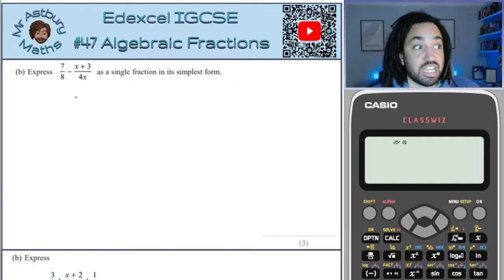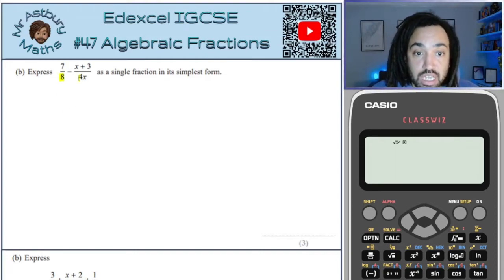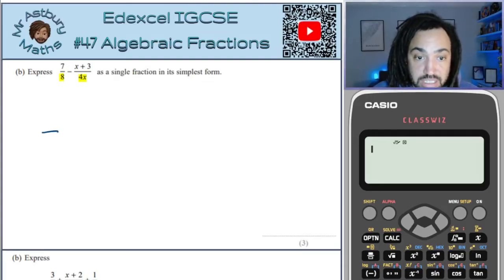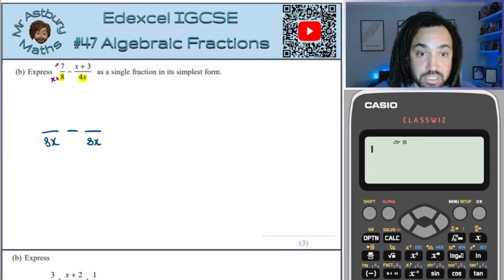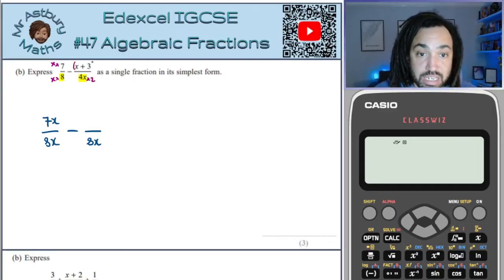Let's get into it. So this is a question where we need to subtract, or when we subtract or add, we have to find a common denominator. So we've got to think, what denominator can we make here? And the lowest common multiple between these two things is 8x. So I'm going to write 8x, and I'm going to write minus 8x. So this one here we need to times by x, so I need to do that to the top as well. So that gives me 7x. And this one here I need to times by 2. So I'll put that in brackets and I'll times it by 2. So I'll write here 2 lots of x plus 3.